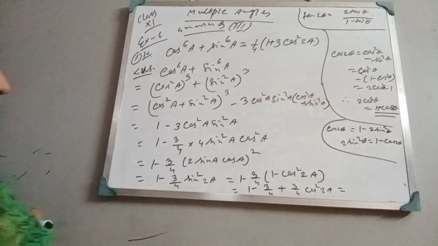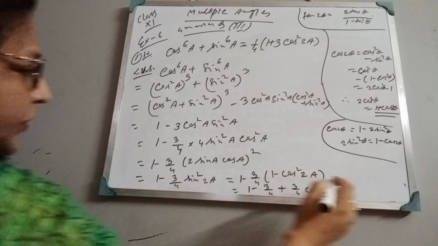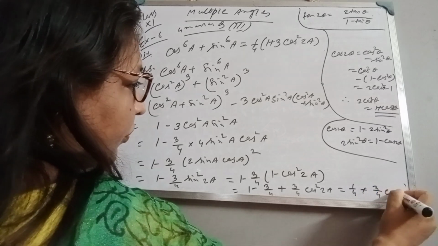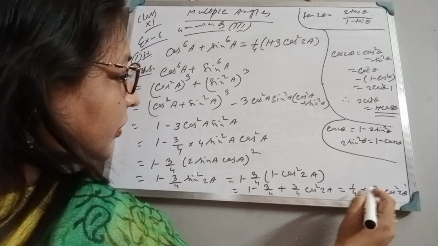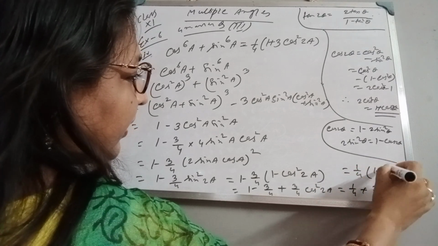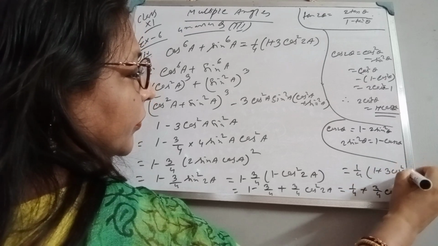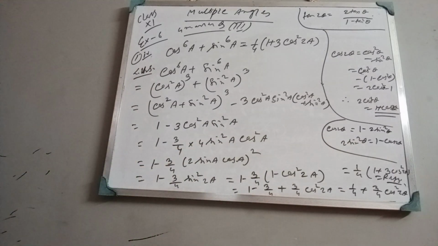1 minus 3 by 4 means 4 minus 3 by 4. So it is coming 1 by 4. So 1 by 4 plus 3 by 4 cos square 2A. Okay, yes, we have got. Now that is equal to, if we take common 1 by 4, we will get 1 plus 3 cos square 2A, which is equal to the right hand side. That only we have to prove.